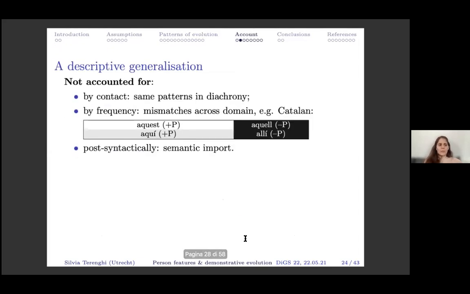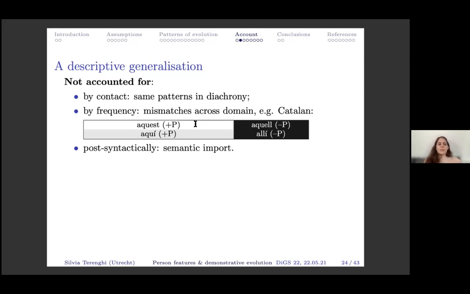Okay, so first of all, let's have a look at what doesn't really account for this. It's not contact, it seems, because we see the same patterns in diachrony, and I also have some other considerations if you're interested. We can talk about them later on. It doesn't look like it can be frequency, really, because we have mismatches across domains. So we will have different semantics used in different ways, which would be a bit weird. Although here I have to say that not many studies are available about the comparative frequencies of these forms in diachrony and also across domains. So there could be something more there, and it's of course something worth looking at.